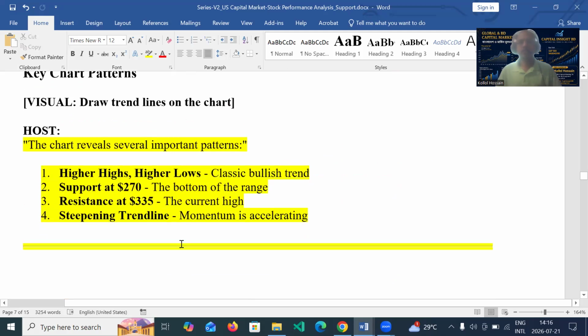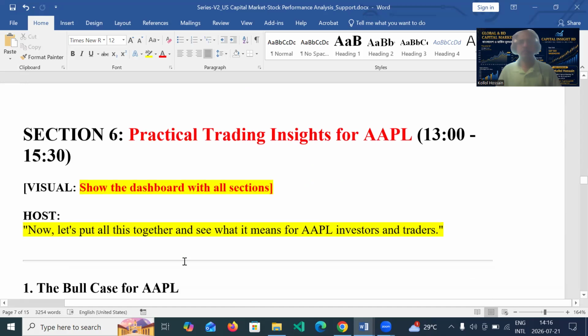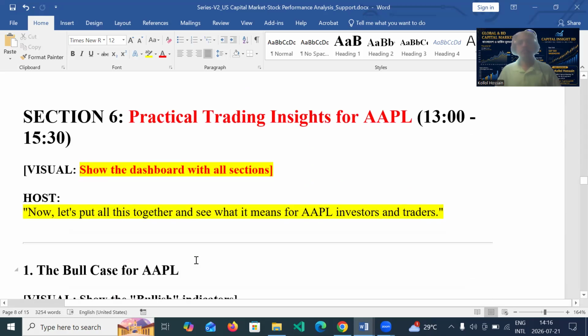The chart reveals several important patterns. Higher highs, higher lows, classic bullish trend. Support at 270, the bottom of the range. Resistance at 335, the current high. Steepening trend line, momentum is accelerating. So, what is the practical trading insight for Apple?